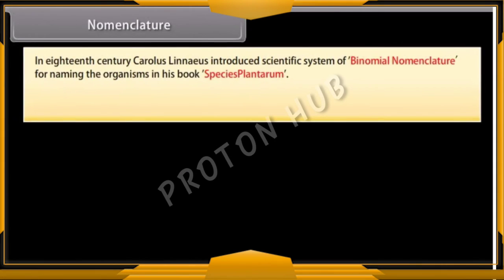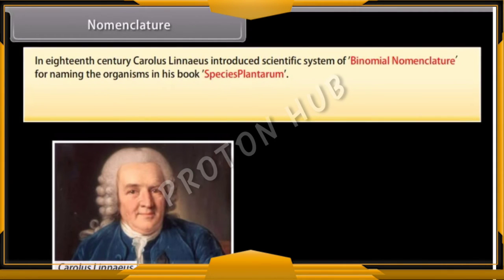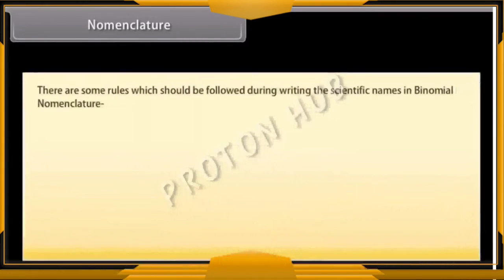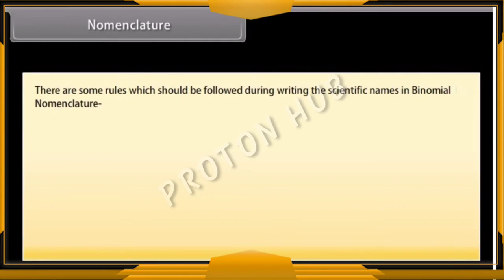In the 18th century, Carolus Linnaeus introduced the scientific system of binomial nomenclature for naming organisms in his book Species Plantarum. According to binomial nomenclature, every scientific name is formed of two words, genus and species. There are some rules which should be followed while writing scientific names in binomial nomenclature.